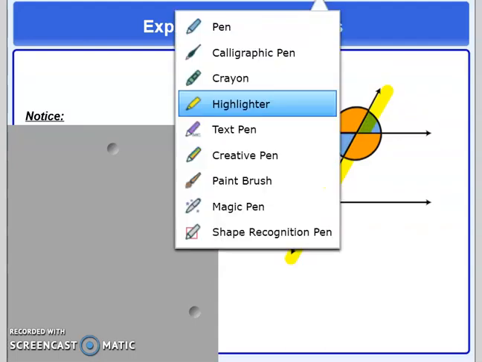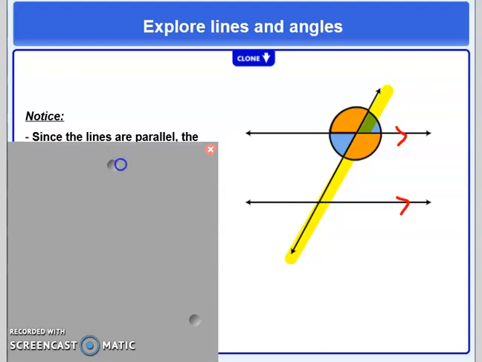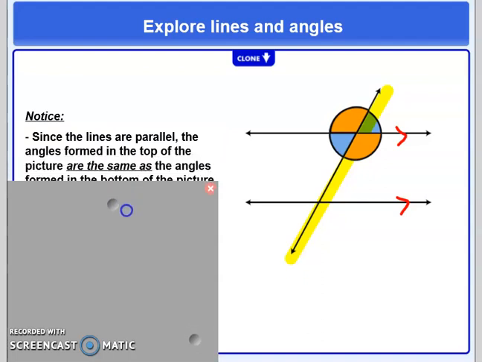We have a set of parallel lines. Let me note that for you, okay? And you see that I have different sets of colors within the angles. We have some orange angles and some blue angles. There's a couple of things that you might notice here. Since these lines are parallel, the angles formed in the top of the picture are the same as the angles formed in the bottom of the picture.